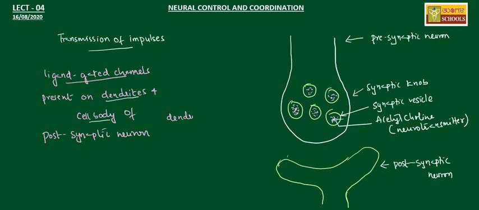Now I said that on the postsynaptic neuron, the dendrites and the cell bodies will have the ligand gated channels. So here I'll mention, these are the ligand gated channels. And on the presynaptic neuron, we have voltage gated channels.